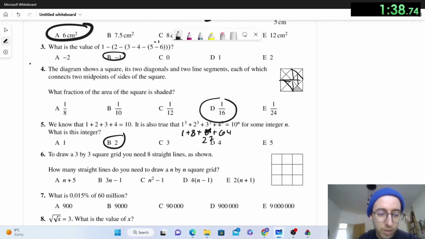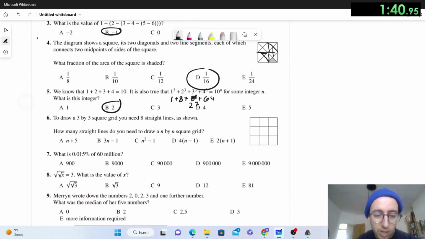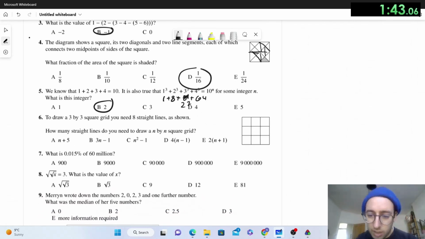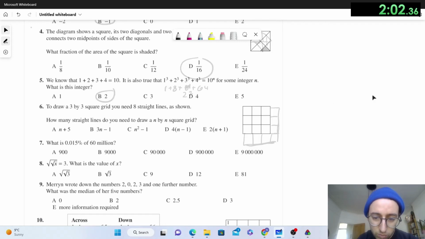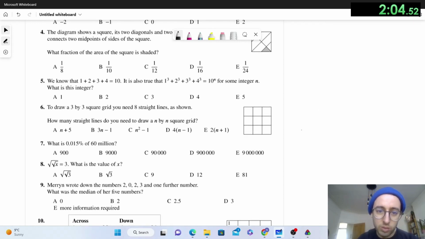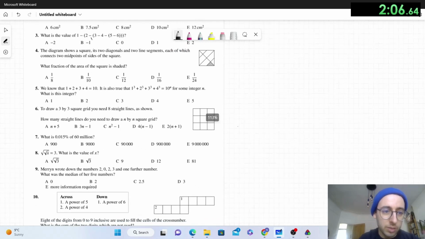Yeah, okay, cool. You need 8 straight lines as shown. How many straight lines do you need to draw an n by n square grid? So let's say if I make the grid a bit bigger, how many lines have I actually added? I think I've only added these 2 lines. That's it, so it just goes up by 2 every time. So I think it has to be 2n plus 2. Nope. Okay, I've lost all my things. It was a minus 1. It was a 6.